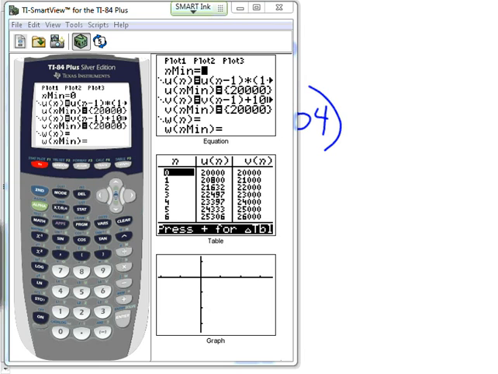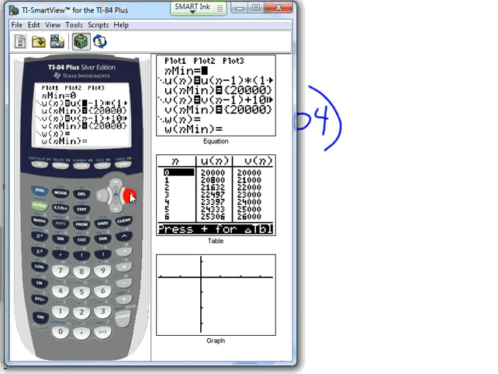I hope you put in a 5% return, which was this one's 1 plus 0.05. Then I hope you put in 80,000 instead of 20,000.